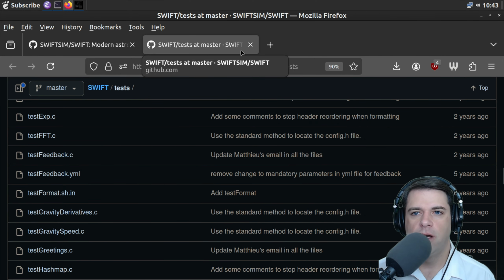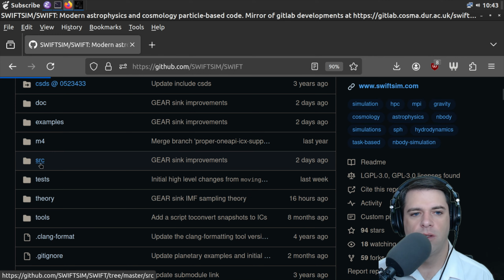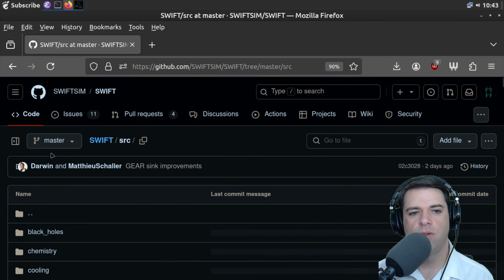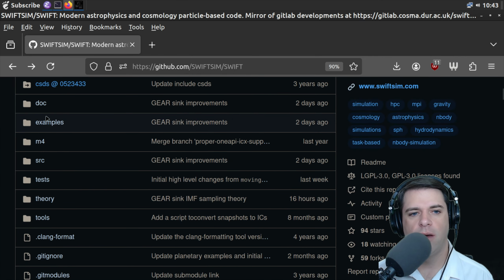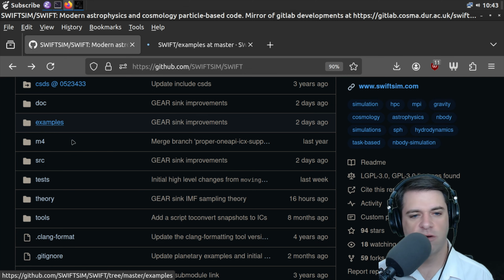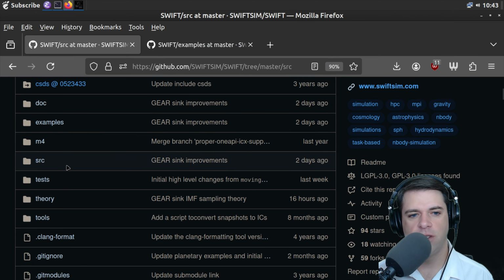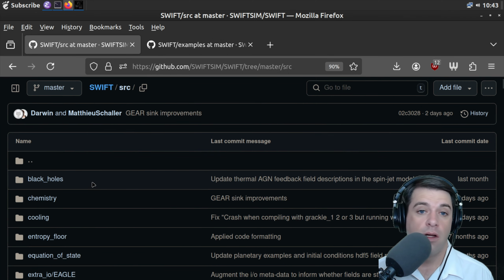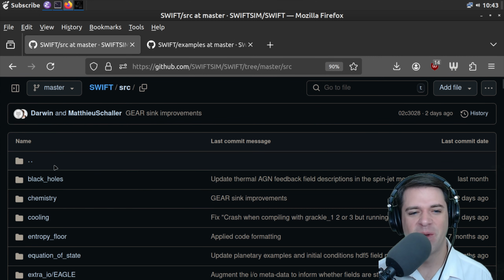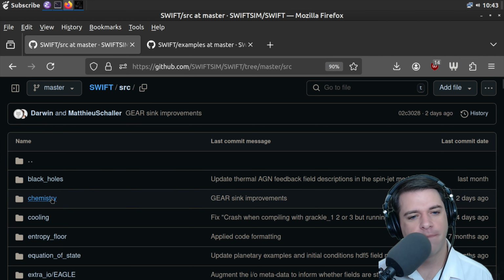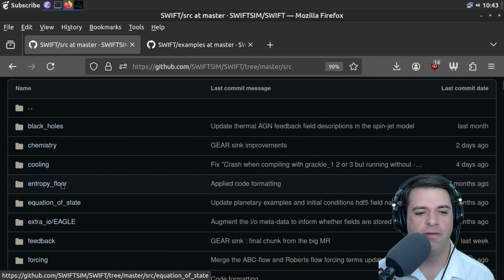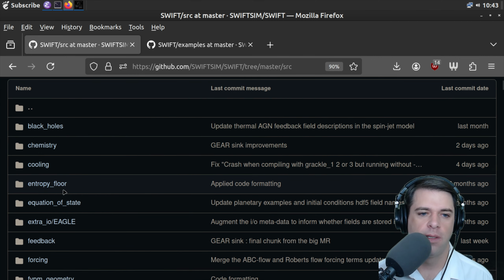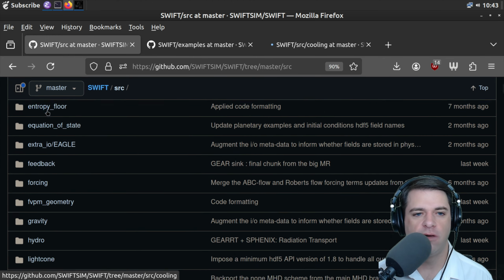Let's look at some actual code. And we also have examples. Examples might be the more informative place for scrubs like me who don't know anything about cosmology. Already, this is by far the coolest folder I think we've opened up. We have black holes. Chemistry is mildly cool. Entropy floor sounds pretty cool. Cooling. I assume this is the cooling of the universe.